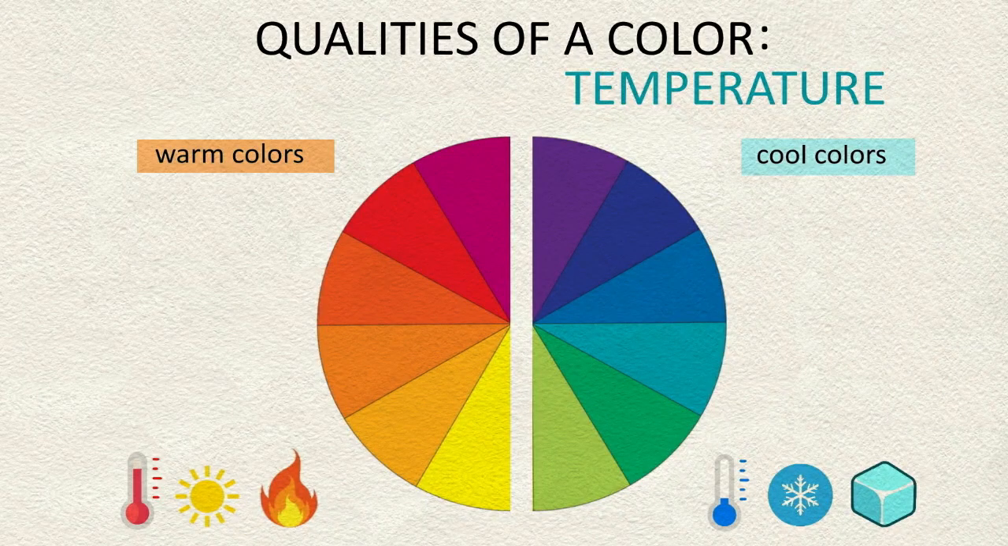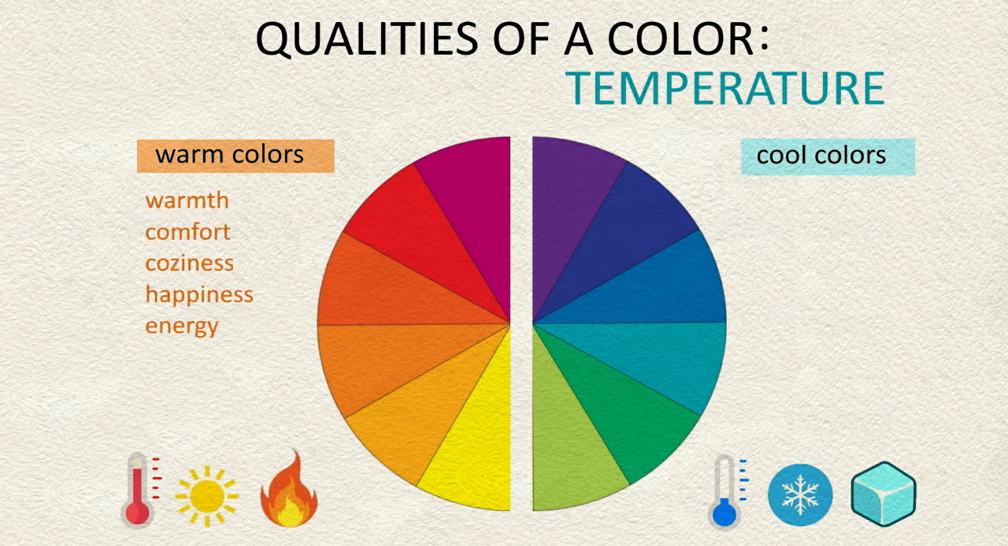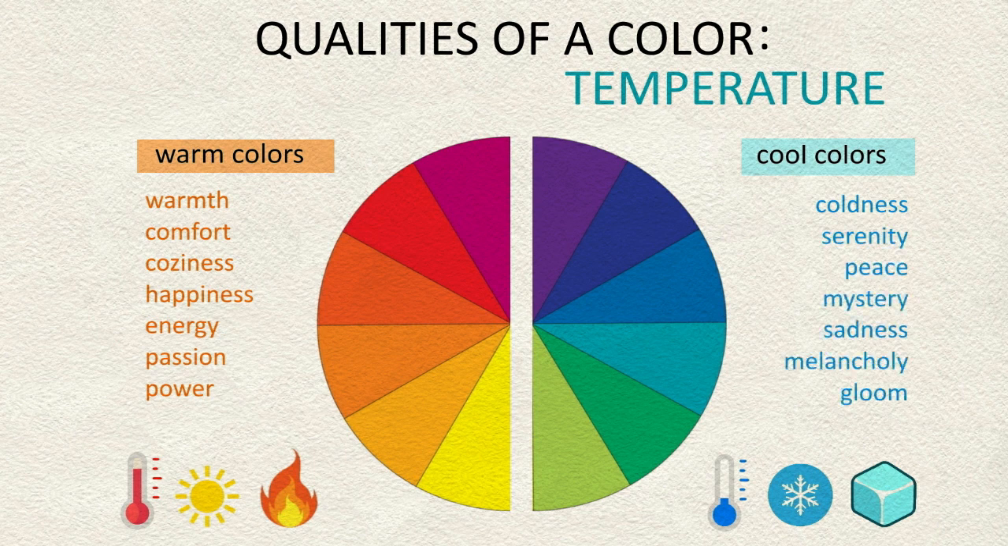We also associate certain feelings and moods with certain colors. It's not always the case, but in general, warm colors evoke feelings of warmth, comfort, coziness, happiness, energy, passion, and power. Cool colors can make us feel coldness or serenity, peace, mystery, sadness, melancholy, or gloom.